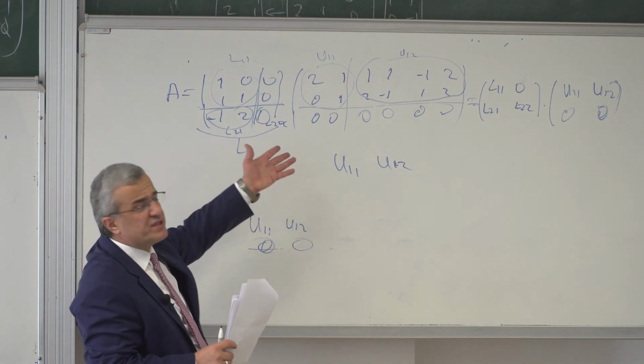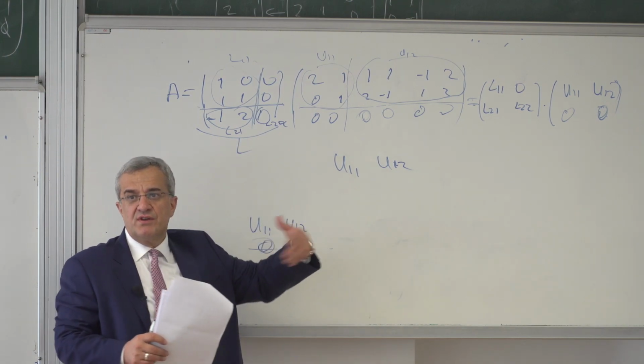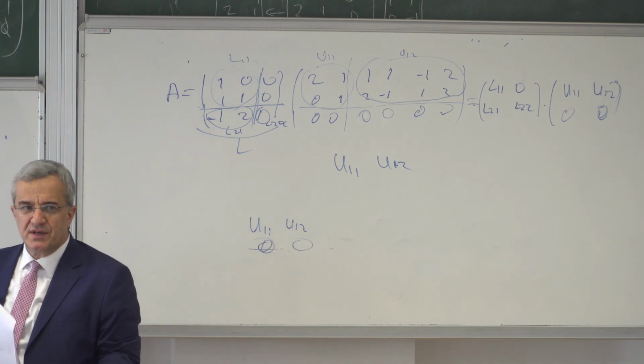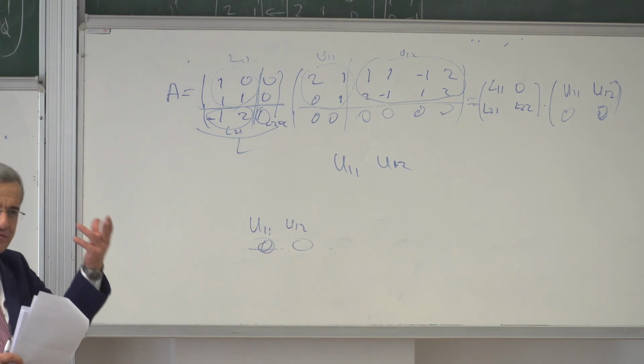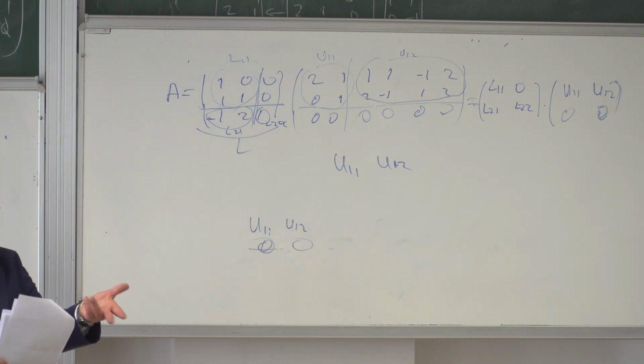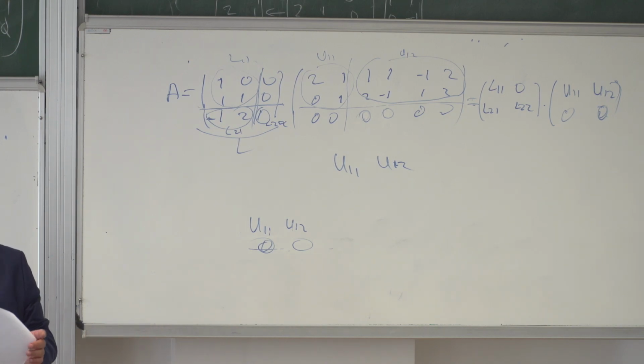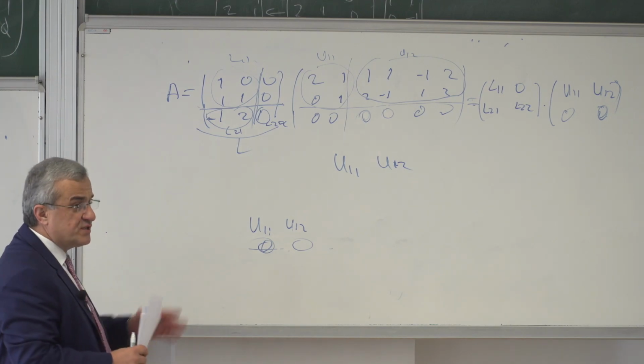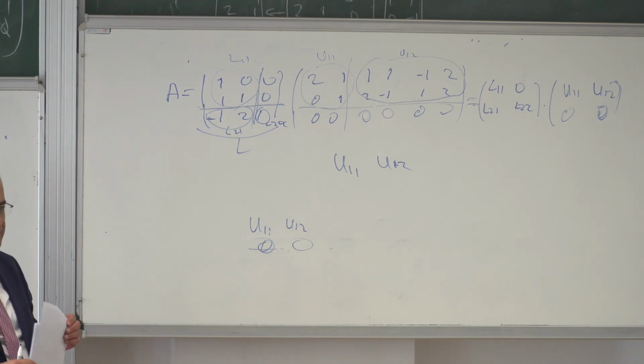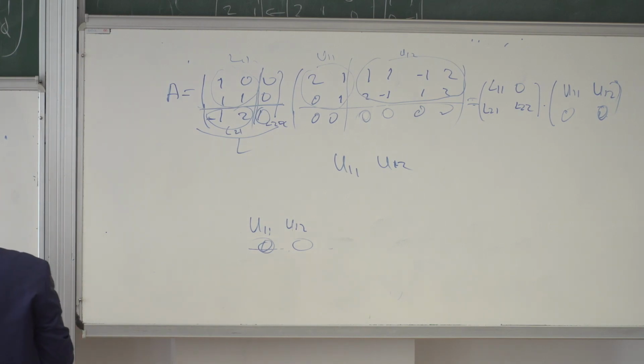Okay, this is the most general form when you have a rectangular matrix. Okay, if it's a square matrix, you can still have U12. Why? Because it can be a singular matrix. Okay? Is it clear now? Okay, good.